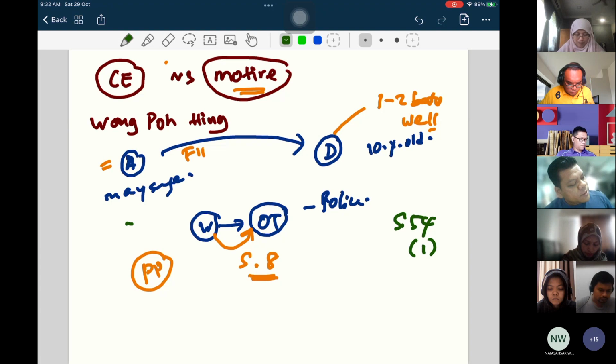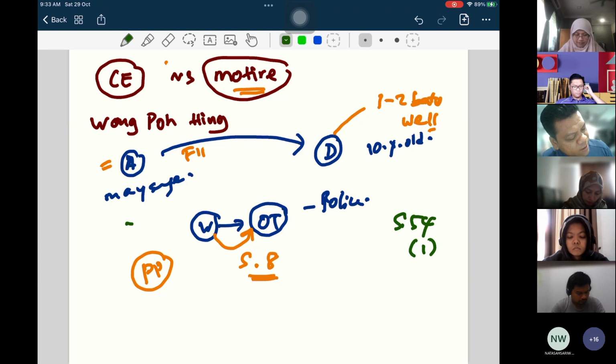Okay. Previous bad character not relevant except in reply. Subsection 1. The fact that the accused person has a bad character is irrelevant unless evidence has been given that he has a good character, in which case it becomes relevant.